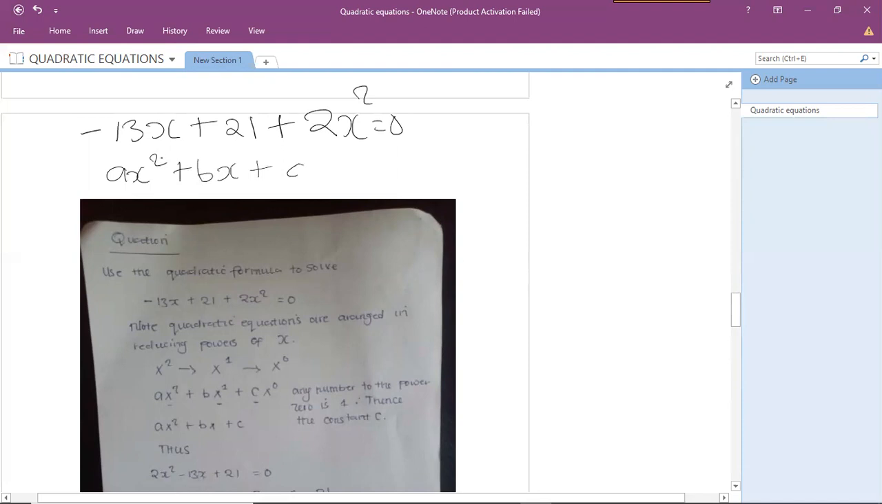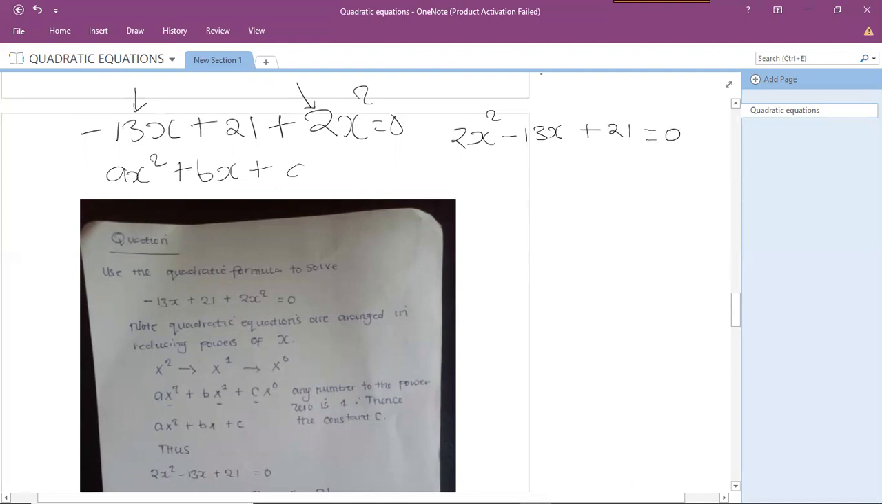So we have to go from x to the power 2 to x to the power 1 to x to the power 0. So the first thing that we have to start with is this positive 2x squared. Then the next one will be this one here, minus 13x, plus 21, which is the constant term, is equal to 0.